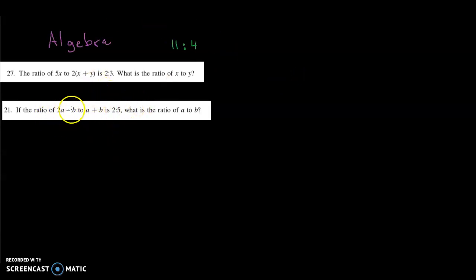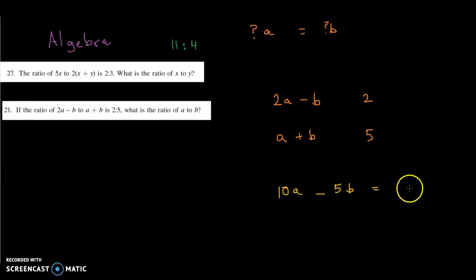Okay? But here, it's the same exact thing. Let's set up our ratios. 2a minus b compared to a plus b, the ratio is 2 to 5. So 2 belongs to that one, 5 belongs to this one. We want to know what's the ratio of a to b. So a is equal to what sort of b, right? How much a is equal to how much b. That's all that we're looking for. All right, let's cross multiply. So if I do that, we get 2a minus b times 5, that gets me to 10a minus 5b is equal to that times 2. That would just be 2a plus 2b.